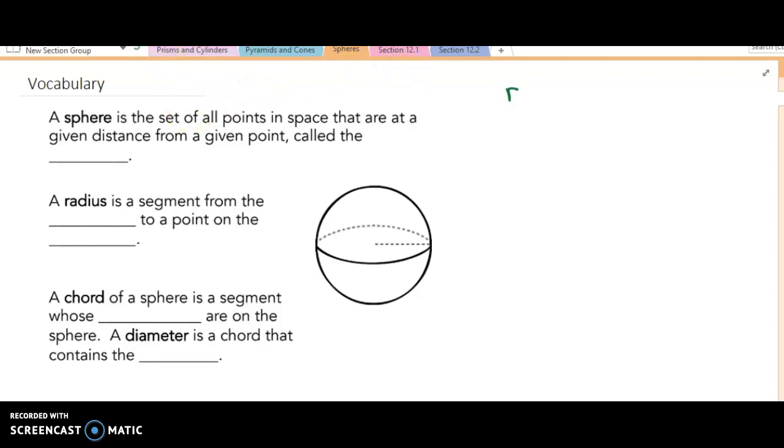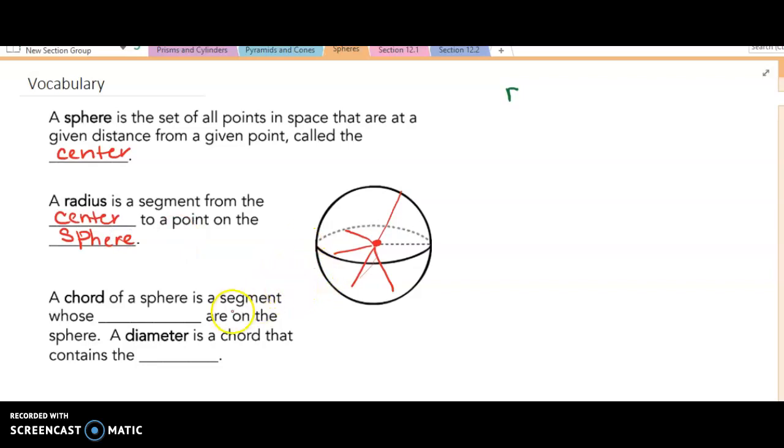Okay, so first of all, the definition of a sphere: it's a set of all points in space that are at a given distance from a given point called the center. So once again, we have this center, and any point you draw, all the way around or down or wherever, it's going to be the same distance. A radius is a segment from the center to a point on the sphere. That should be no surprise.